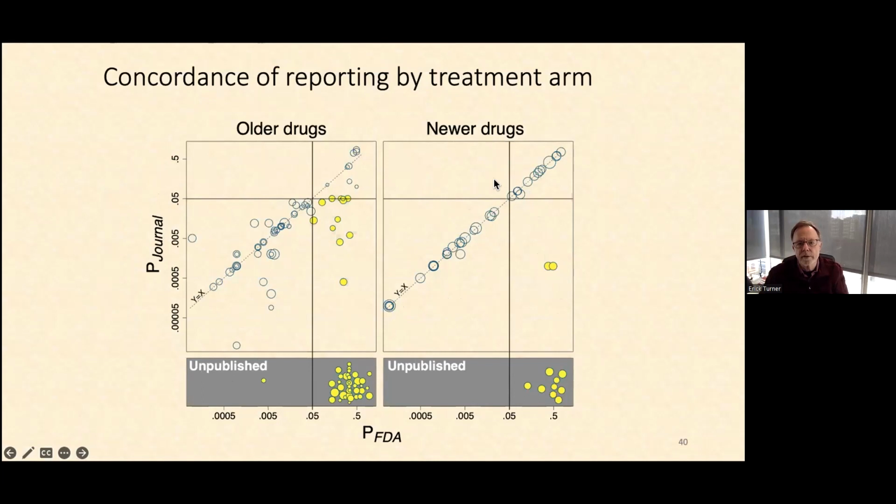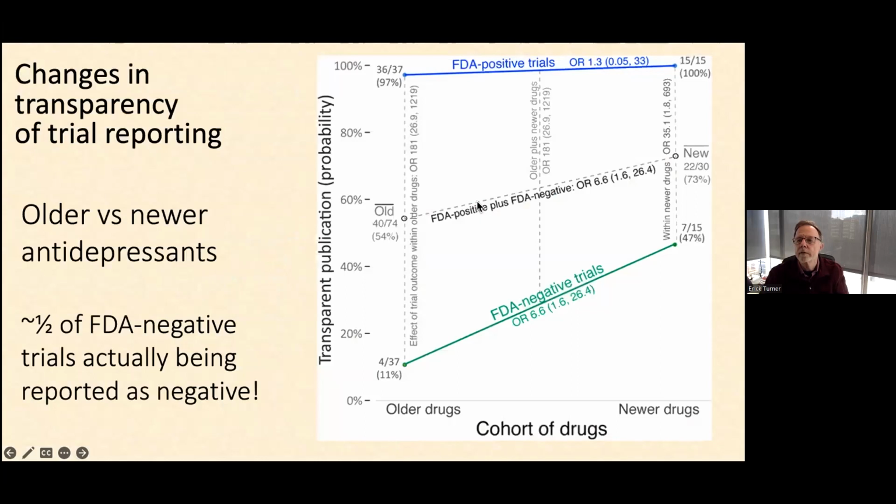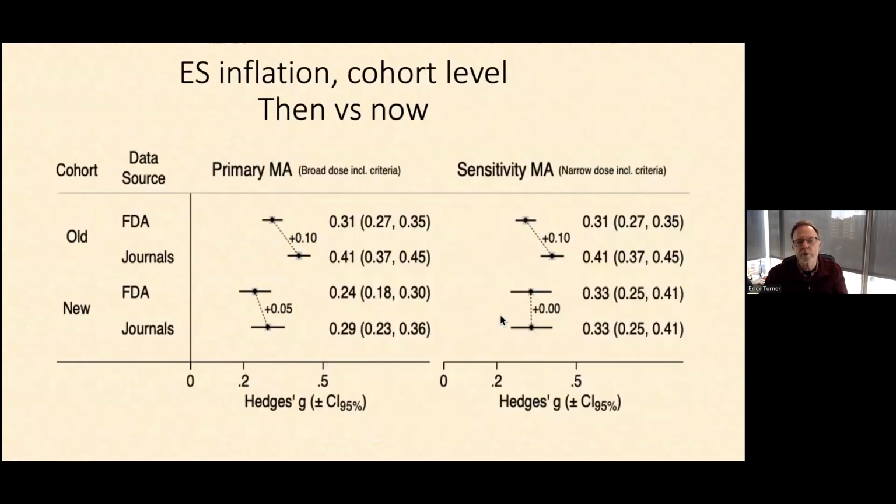But I think the right panel looks better than the left panel. And this graphic here shows the proportion of positive. I want to emphasize the green line at the bottom. These are the subset of negative trials, and how the proportion transparently reported has increased from 11% up to 47%. So the glass, we still have a long way to go before that glass is full, but at least it's moving in the right direction.